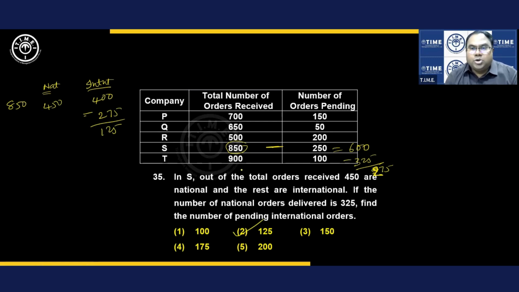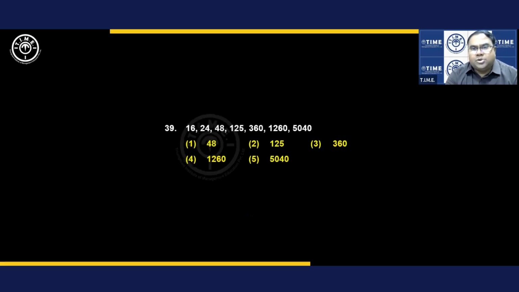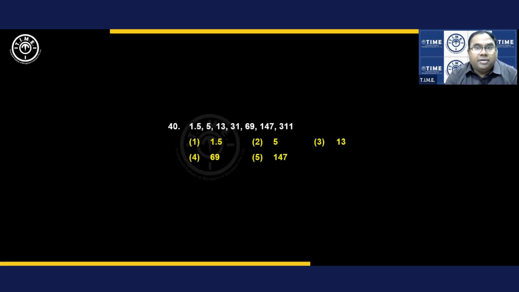So once again this question. Out of S, total orders received 850, 450 are national. So 850 minus 450, international are 400. Then number of national orders delivered. What are total orders delivered? 600. Out of this, national orders delivered 325. So remaining are international, 275. Out of 400, 275 delivered, 125 are pending. Right? So 36 to 40 are number series questions, which will be covered as part of your reasoning section.